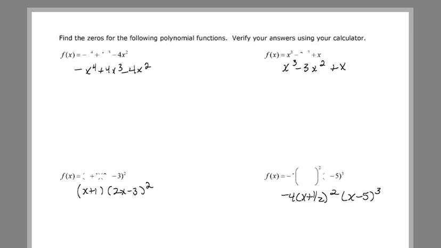Okay, let's look at finding zeros for these polynomial functions. I've had to again rewrite these because the document didn't import very well. But we have a negative x to the fourth plus 4x cubed minus 4x squared. And we're going to do some factoring to find the zeros of these polynomial functions. So let's recall some factoring techniques.